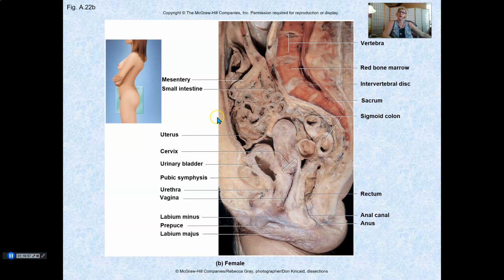So this is a mid-sagittal cut of a female, and you can see, guess what? There's the uterus, and this is the cervix. I just wanted to point that out.